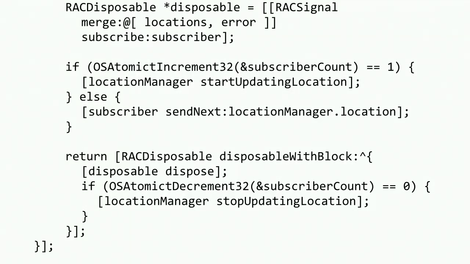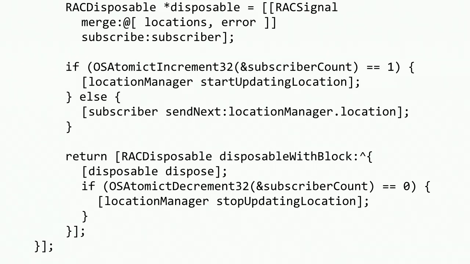Now we combine these two signals using merge. RACSignal merge is basically flattenMap for two different signals. So any value or any error sent on either of those two signals gets combined together, and we subscribe our subscriber to that signal. So now what we've done is we've created a subscriber, and with our subscriber, we've created two different signals and basically bound it to both of them. One of them sends location updates, the other sends errors, or sends an error if possible.